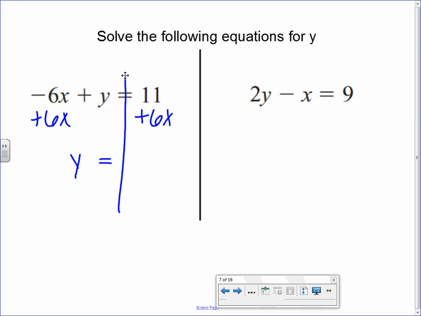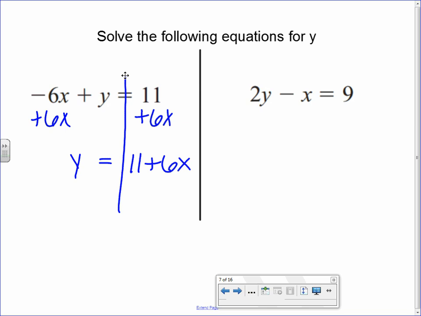Now, this is a mistake I was noticing on the test when I was grading it. I have a lot of people trying to add together things like 11 plus 6x. Are those like terms? They are not. All you can do is put them next to each other: 11 plus 6x, and that's it. The y is by itself. That's my answer.